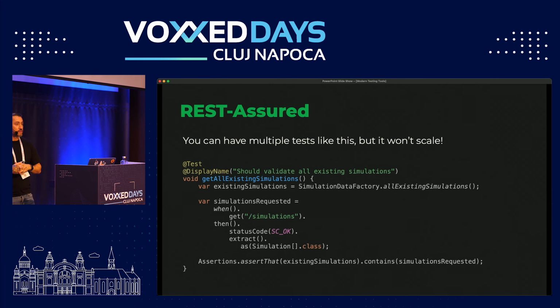And a real test might look like this. I do a get on the simulations endpoint, then the status code is 200, it's okay, and I extract the response body. In the last line, I assert that the response body contains what I requested. Super valid test. But this won't scale in a professional environment with a lot of teams. If you have 1, 2, or 3 projects, perfect. If you have 5, 10, 20, hundreds or thousands of projects, this doesn't scale.